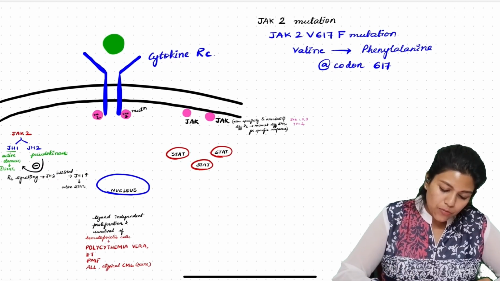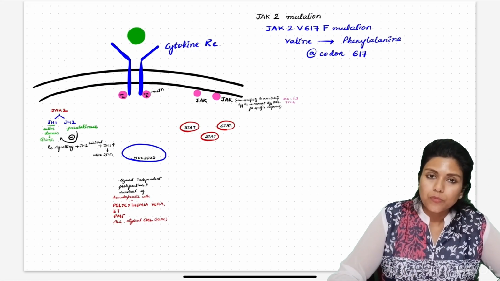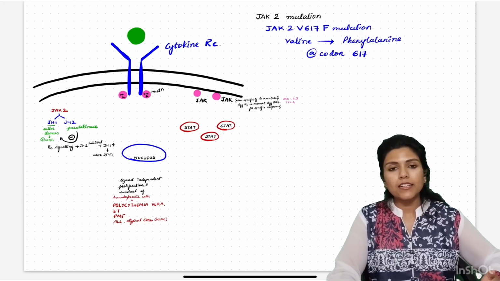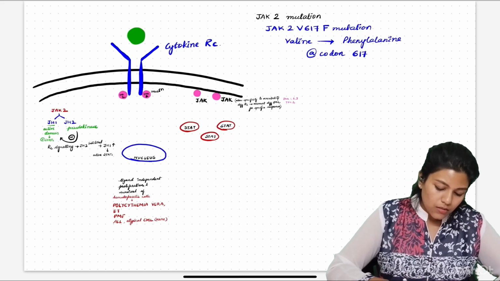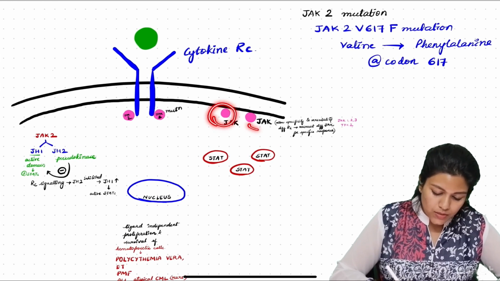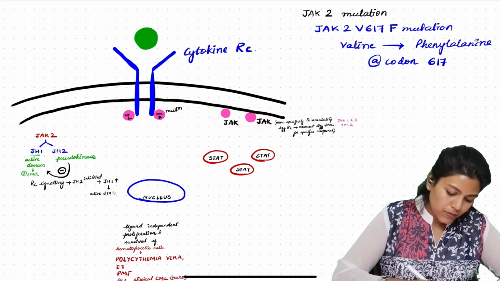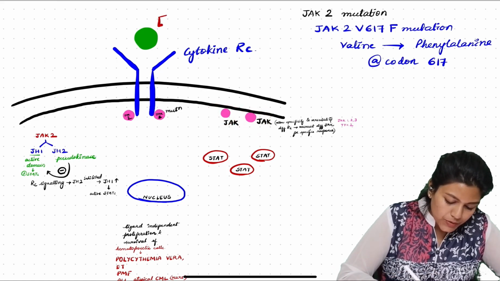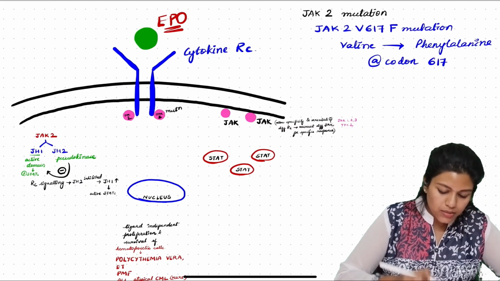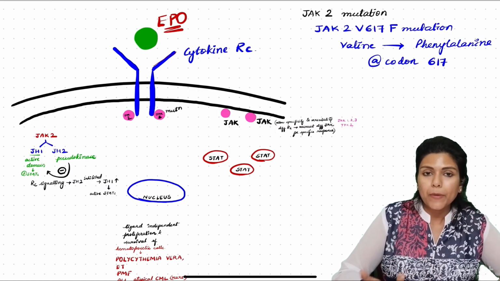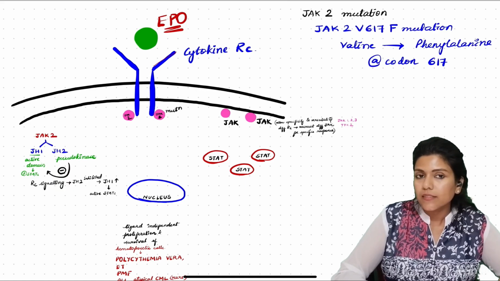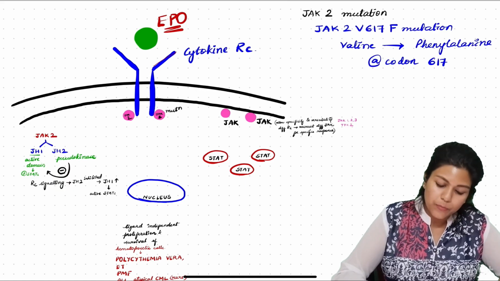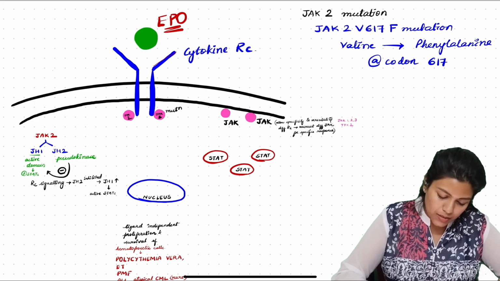So we'll take an example of JAK2 proteins, that is Janus kinase 2. They are associated with erythropoietin signaling. So we'll take an example of the erythropoietin ligand here. It will bind to the cytokine receptor. It is a hematopoietic cytokine because it will induce cell signaling. Therefore, the hematopoietic cytokine will bind to the cytokine receptors.